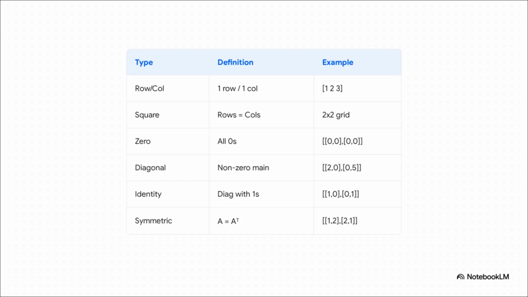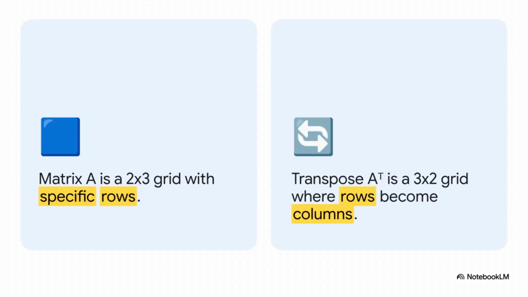Keep the identity matrix in the back of your mind. It acts just like the number 1 in regular algebra, and it's going to be a massive time saver for us later. Another fundamental concept is the transpose. When we transpose a matrix, we simply swap the rows and columns. Visually, think of a flat 2 by 3 grid standing up to become a taller 3 by 2 grid. Every single row neatly flips into a column.